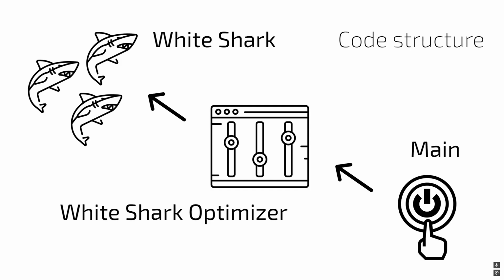Let's get started. The code structure can be divided into 3 parts: the white chalk model, which stores the values of its coordinates and velocity; the optimizer, which performs the necessary operations for the optimization task; and the main function, where data preparation, boundary setup, and fitness function creation are carried out.